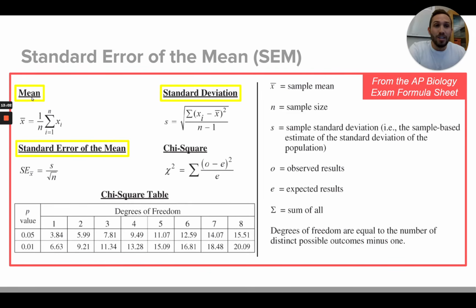Now the mean, you should know how to calculate the mean, which is the average. If I gave you a bunch of numbers and I said, find the average of those numbers, you should be able to find the average. Now this formula is not too helpful because it looks weird, but basically it's telling you, take all the numbers, add them up, and then divide by the number of values that you had. I'm sure you've done that since elementary school. That you do need to be able to do.